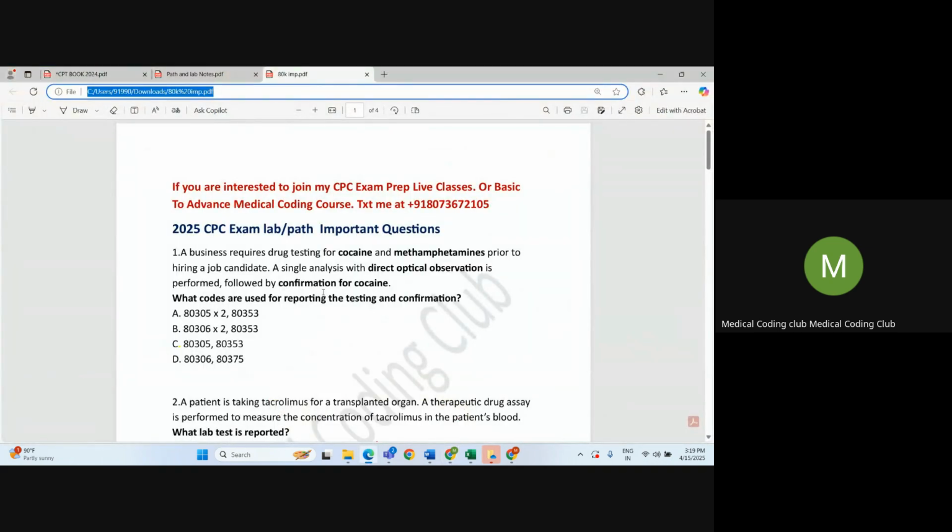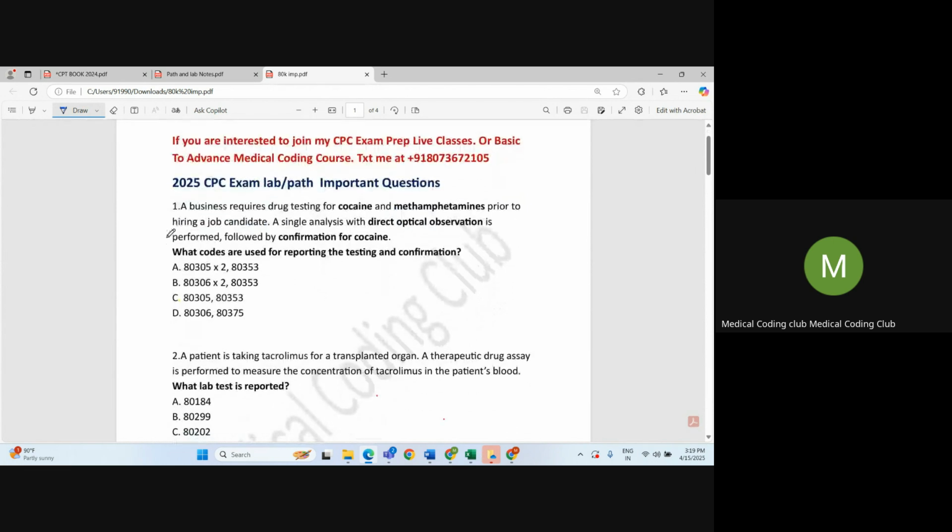This is Chandrika. So today let's learn a few important questions from the Pathology and Laboratory section for your 2025 CPC exam. The first question we have is regarding drug assay. There were 2 to 3 questions from drug assay. Drug assay is a very important concept, so let's see all the types of drug assay and understand each of the unique tests.